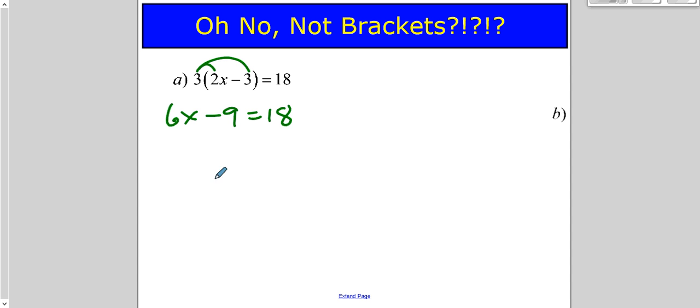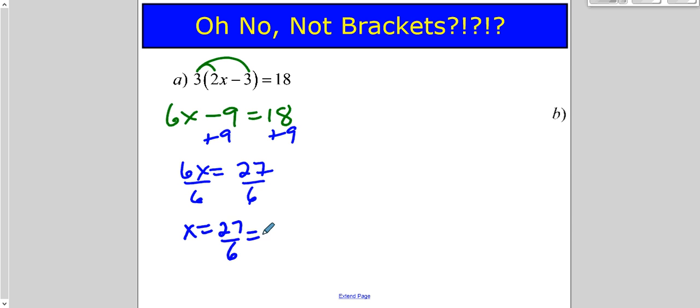And now we have an equation that we're used to, that we know how to solve. I'm going to add 9 to each side. 6x equals 27. Divide by 6, divide by 6. And x equals 27 over 6. Or I can divide those both by 3. 9 over 2.